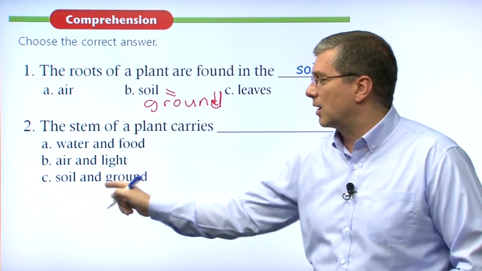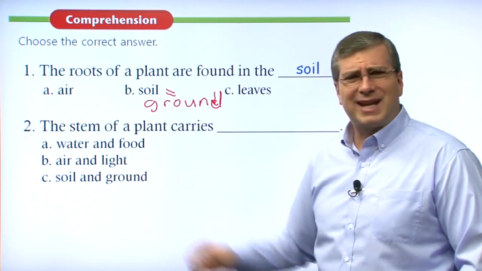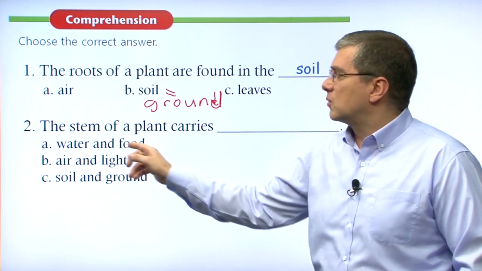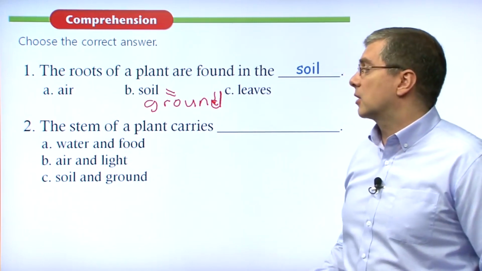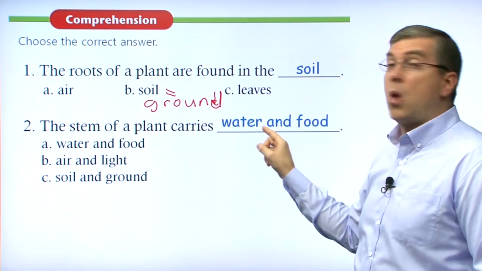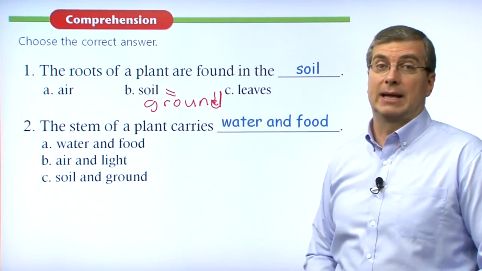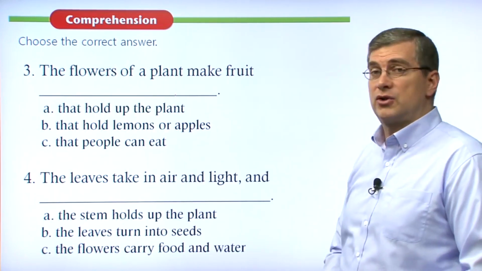I just said soil and ground are the same thing, so that's probably not the right answer. Does the stem of the plant carry air and light? No. What the stem of the plant does, it carries water and food from the roots up to the rest of the plant. So the correct answer here is A. The stem of a plant carries water and food from the roots up to the rest of the plant. Okay, let's move on. We have another couple of questions.